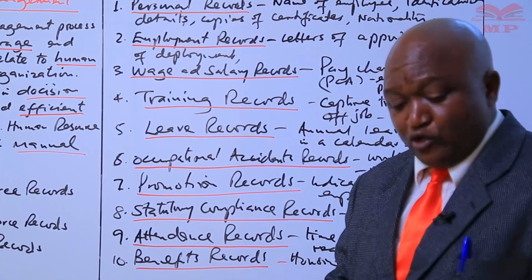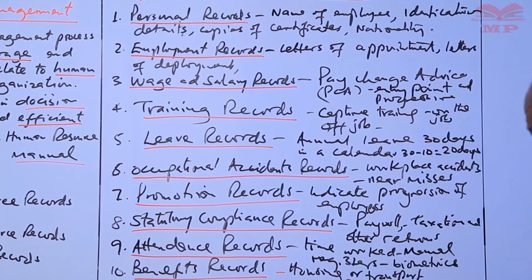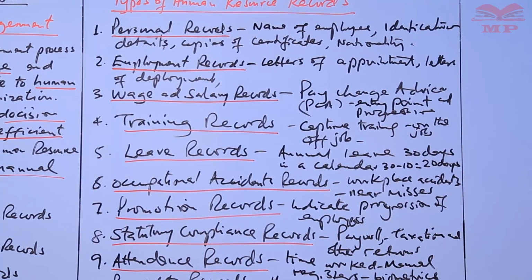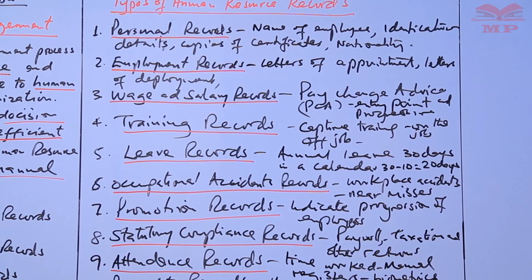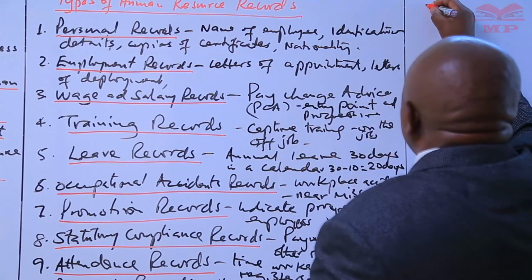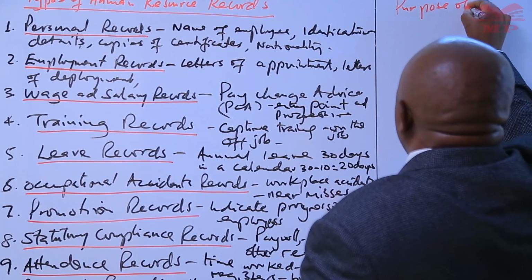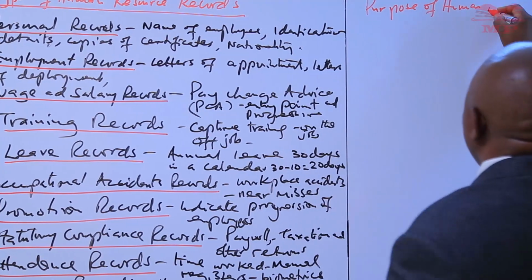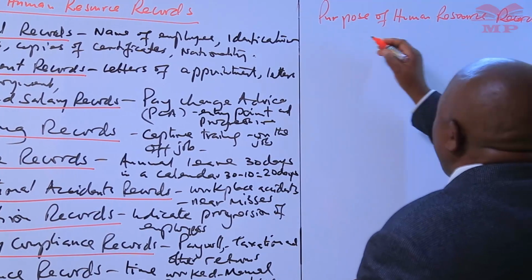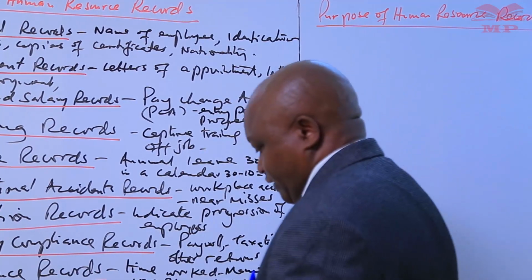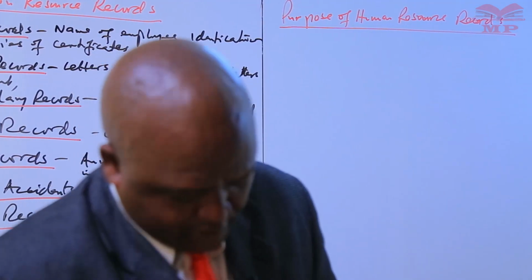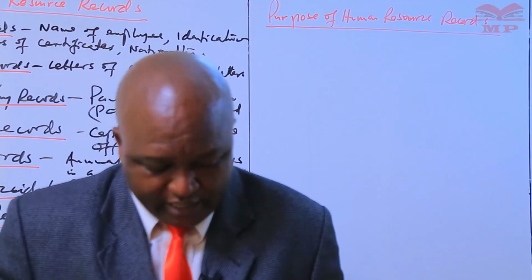They may be maintained manually or electronically. So what is the purpose? We have looked at the types of records, but the question then is, what is the purpose of human resource records? Why maintain human resource records? So there may be different reasons why an organization may maintain records.